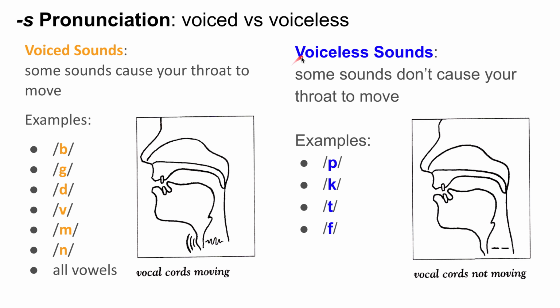Okay? Voiceless sounds. These are sounds that don't cause your throat to move. Again, put your fingers on your throat right here and say p, k, t, f. Did you notice your throat didn't vibrate? Okay, so voiced sounds make your throat vibrate: b, g, d, v, m, n. And voiceless sounds don't make your throat vibrate, such as p, k, t, f.